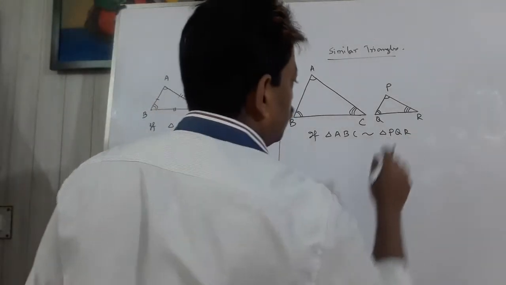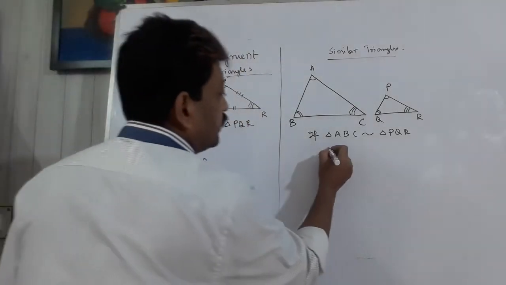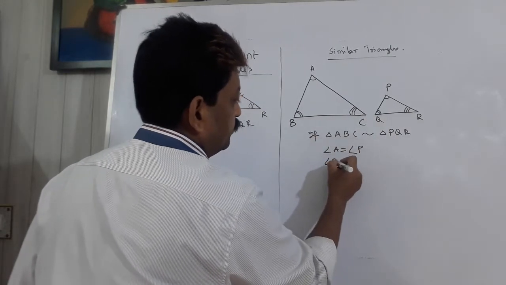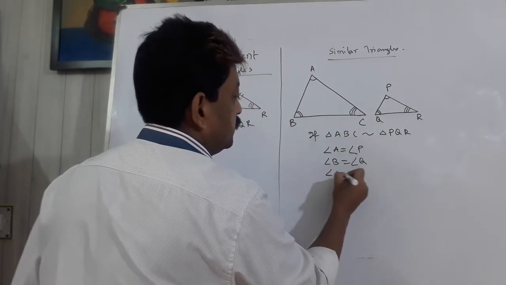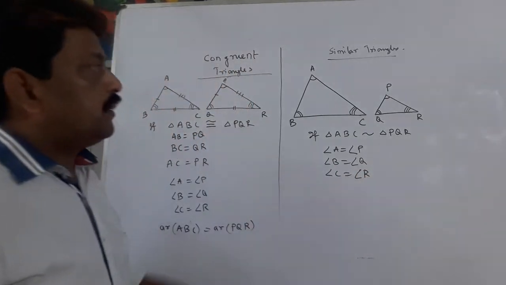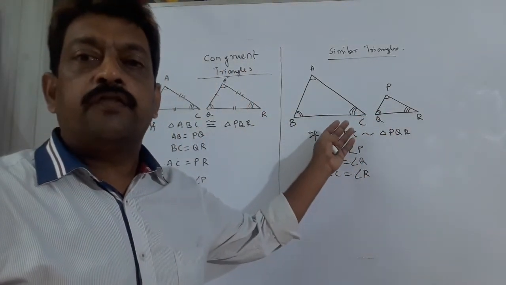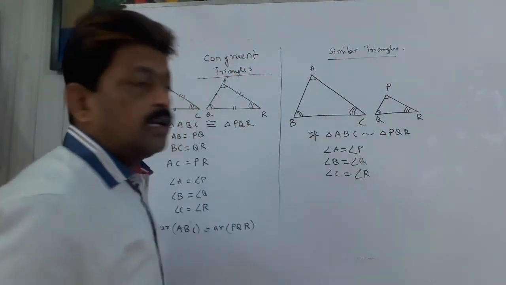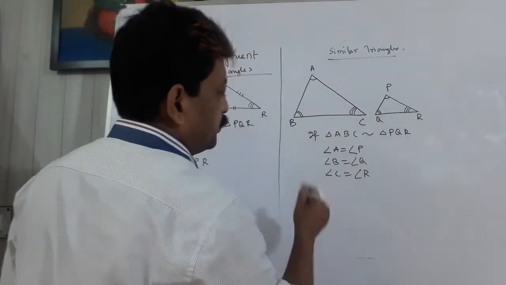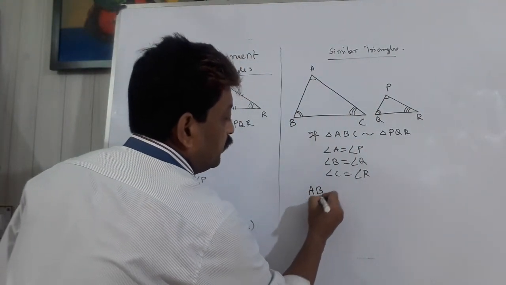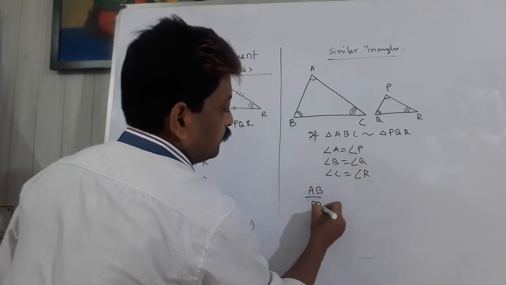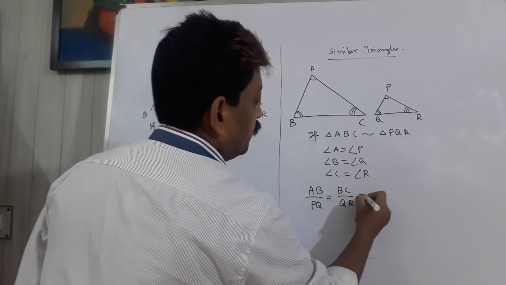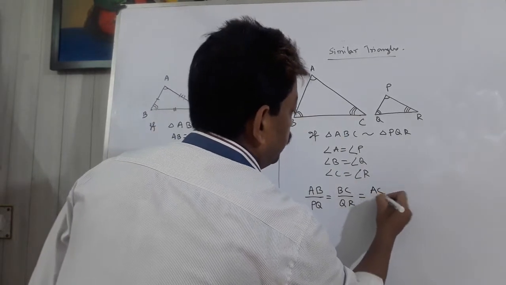So if ABC is similar to PQR, then what will we get? Equal things are the angles. The included angles are equal. Angle B is equal to angle Q, angle C is equal to angle R, but as you can see from the figure, the length of each side is not equal. Then what is the relation between the similar triangles? Their sides are proportional. That is, AB upon PQ will be equal to BC upon QR is equal to AC upon PR.